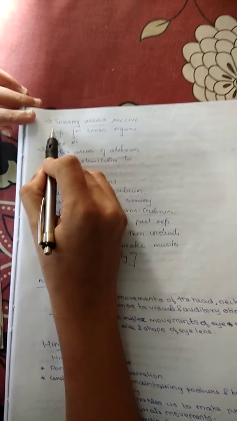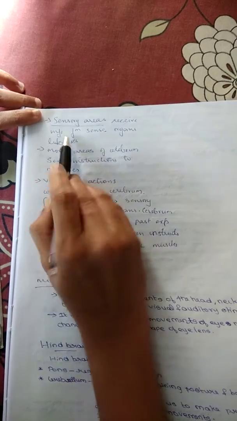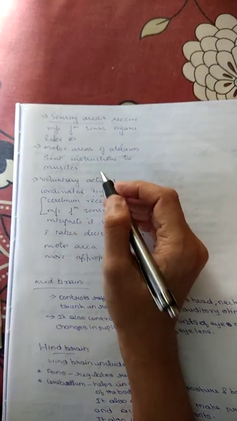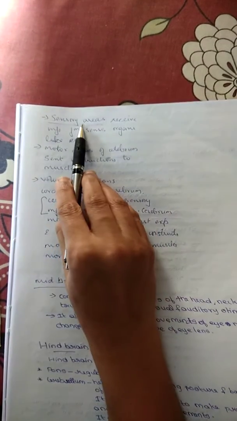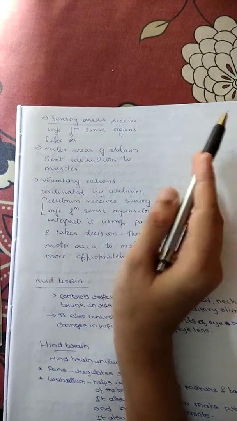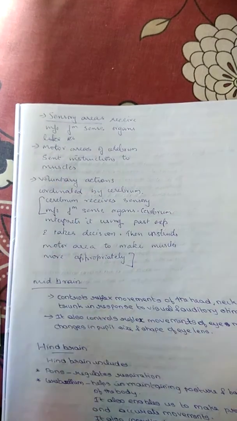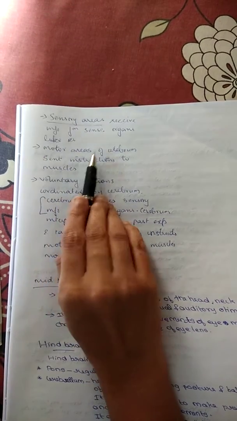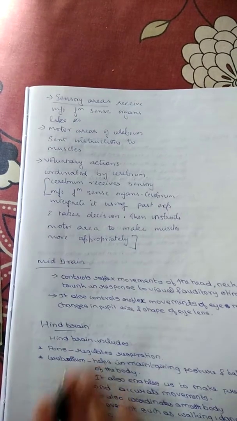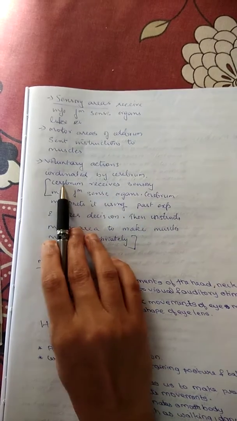What does a sensory area do? Sensory areas receive information from various sense organs like eyes, ears, and other areas. So the sensory area is an area to which all the sensory nerves report. Now there are motor areas as well. The cerebrum sends information to the muscles using these motor areas. All the voluntary actions are coordinated by the cerebrum.